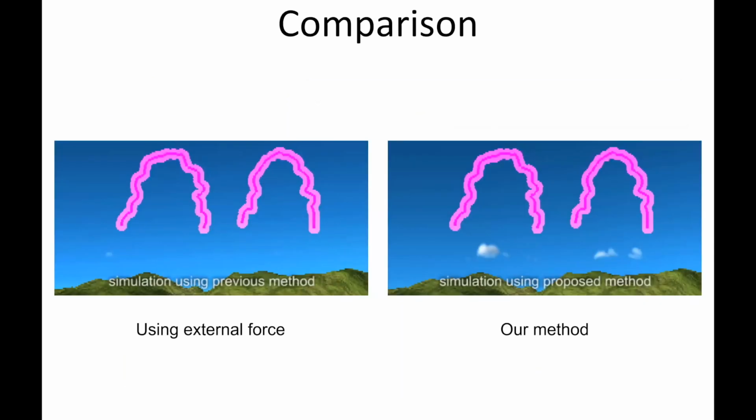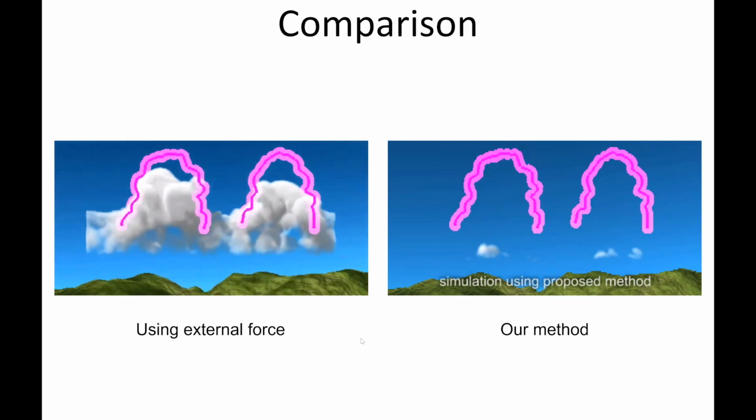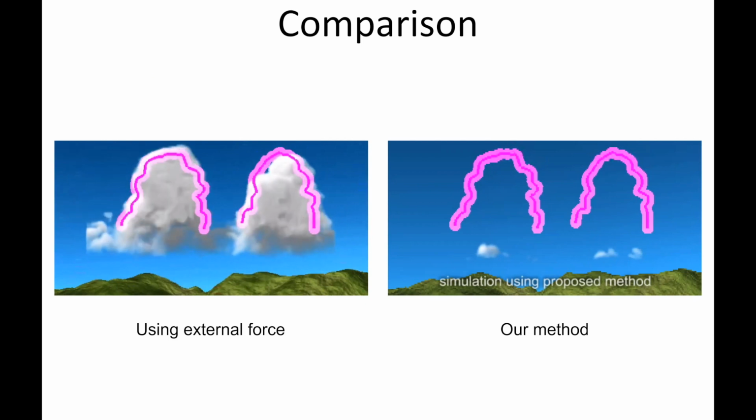Okay, now let me show you some results. But first, I would like to show you a comparison between the results using the external force and the results using our method. Let's see first the results using the external force. This pink curve indicates the target shape. Although the target shape is formed, the motion of the clouds is not very realistic.